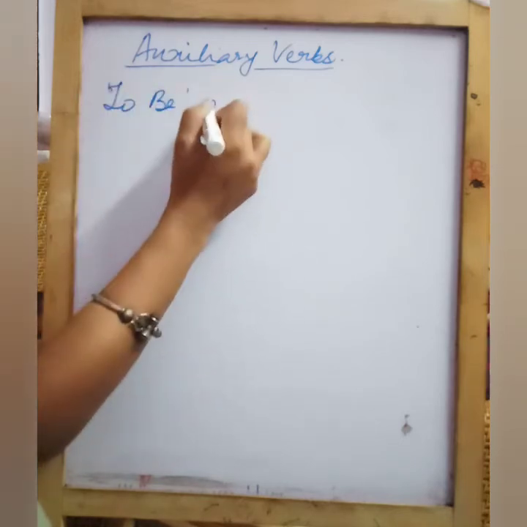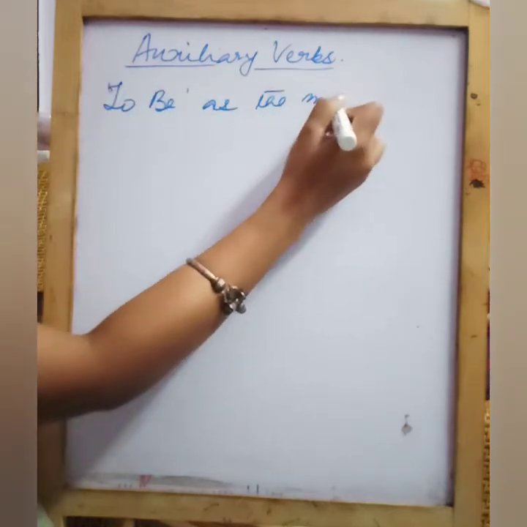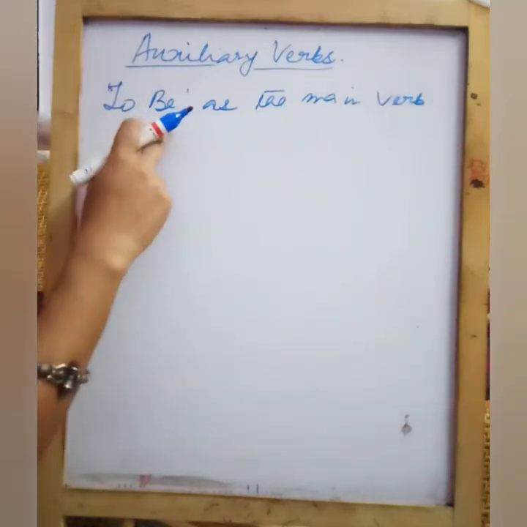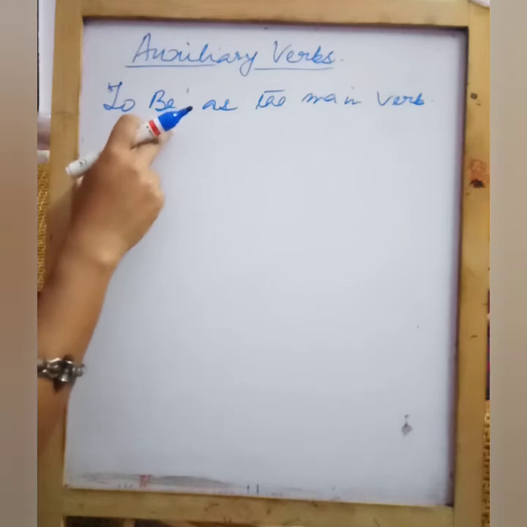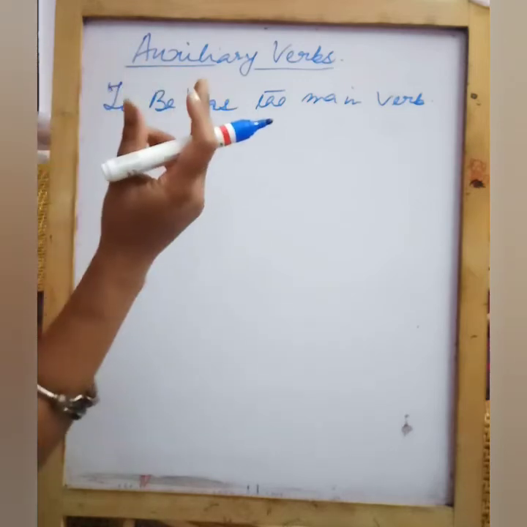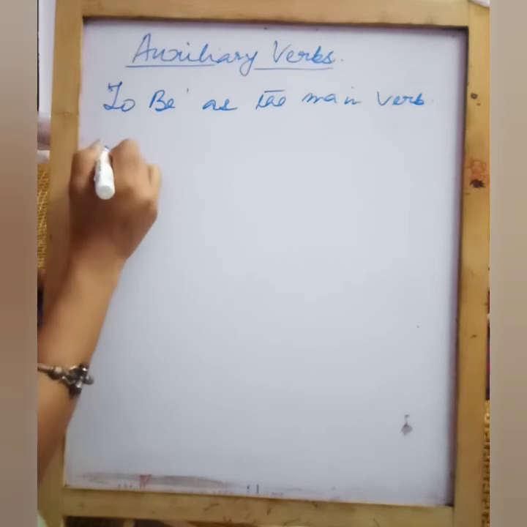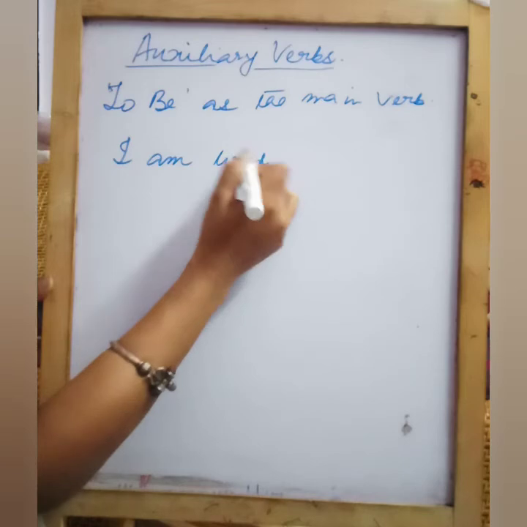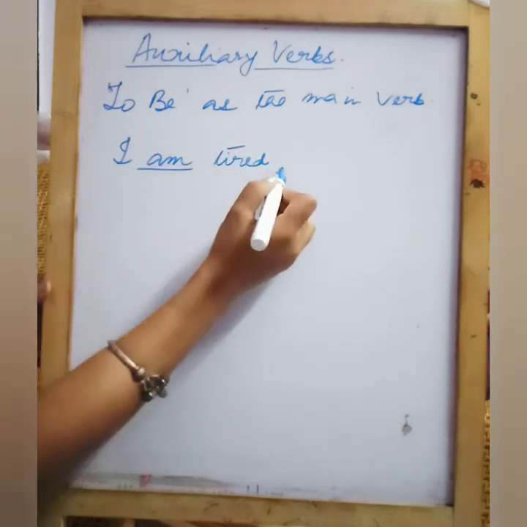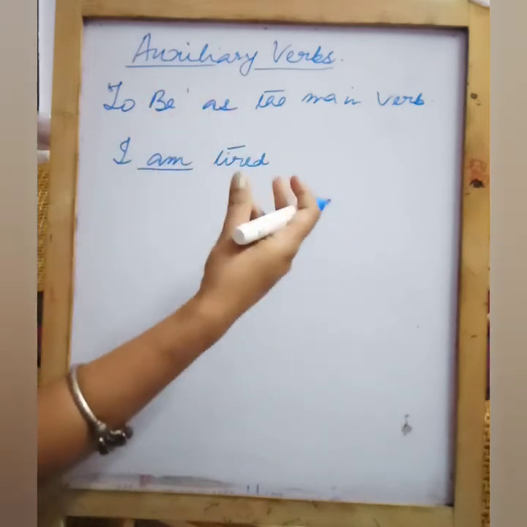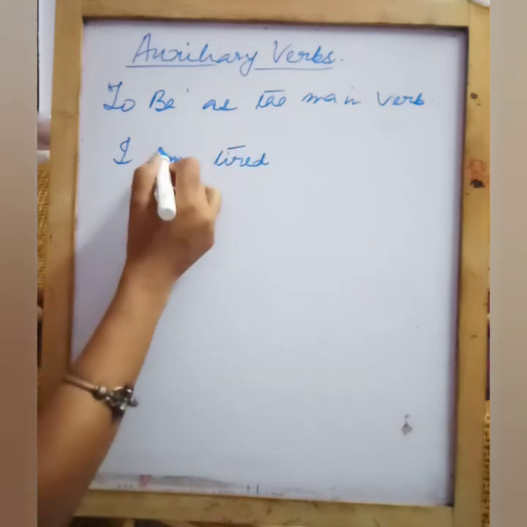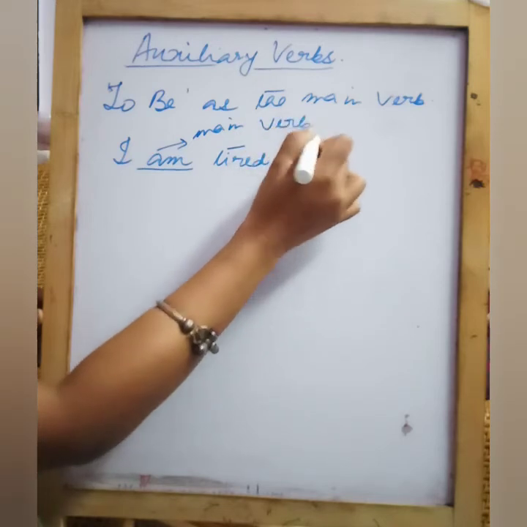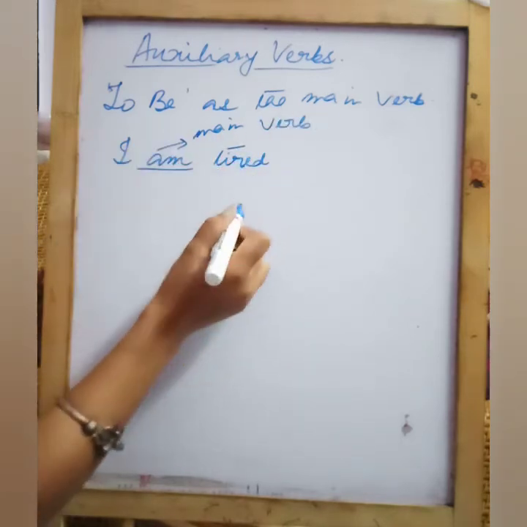To be as the main verb. Alright, here when we use to be as the main verb, we just talk of a state of being, not of any action. Fine. Let's see. I am tired. See here, I am. There is no other action word. Writing, singing, driving, eating, sleeping, nothing is there, isn't it? So here, this to be verb is acting as the main verb, isn't it? Because there is no other verb here.